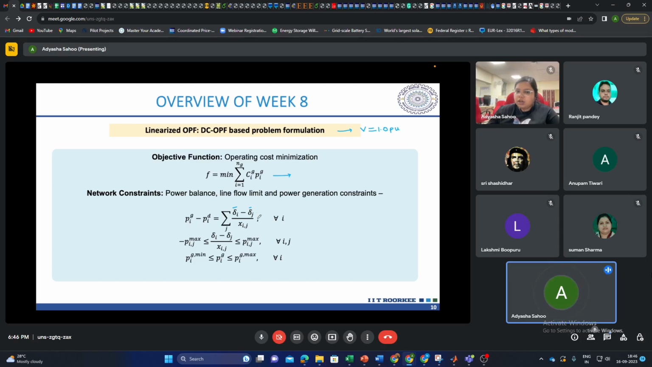So delta i minus delta j. This quantity will represent, can anyone say what is this? Delta i minus delta j upon X_ij, where X_ij is the reactance of the line ij. So if you compute this, what will it give, anyone?